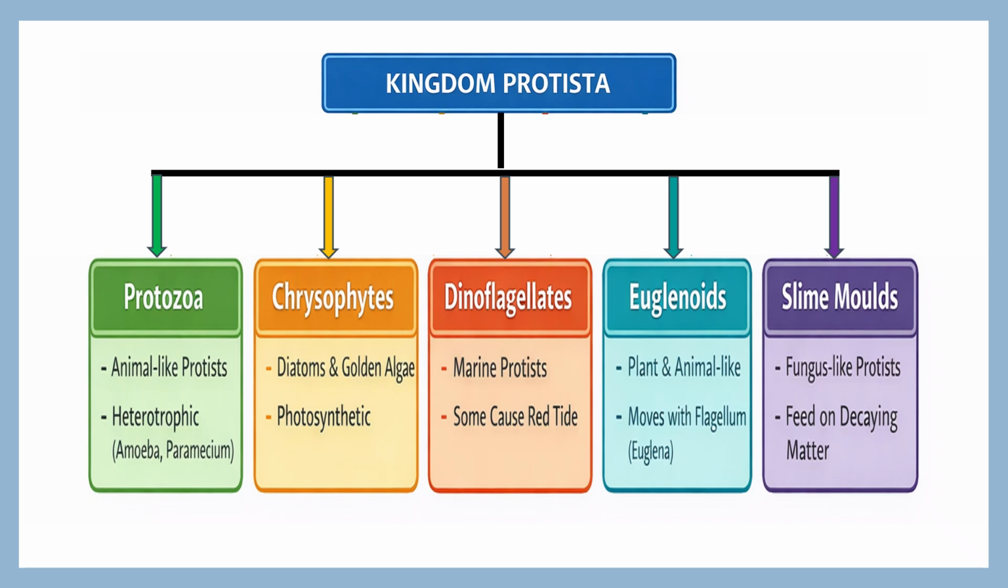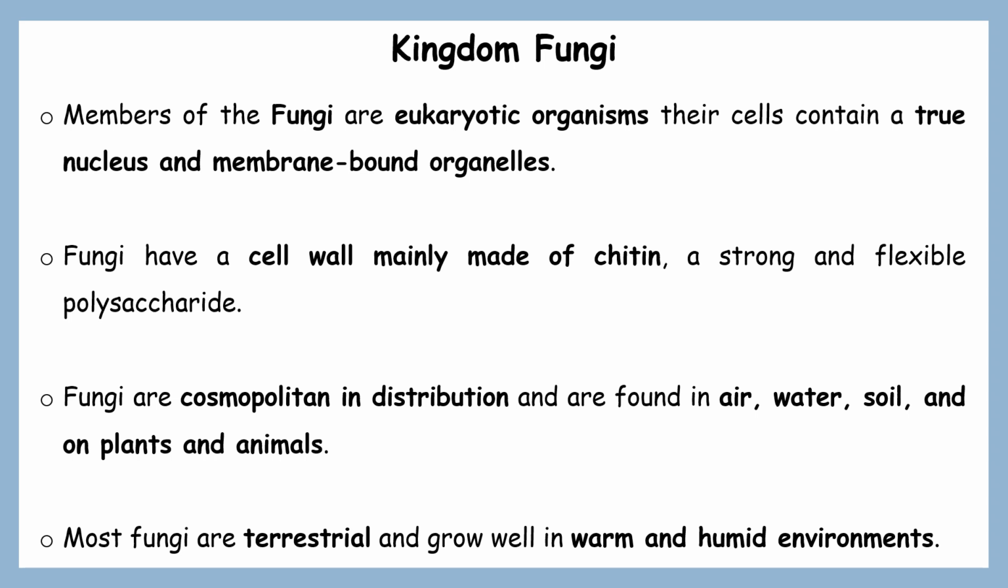Coming to the euglenoid category, they are plant-like as well as animal-like, and they can move with the help of a flagellum. The best example for this category is euglena. Coming to the last category, slime molds are fungus-like protists which feed on dead and decaying matter. Coming to the third kingdom, that is kingdom fungi.